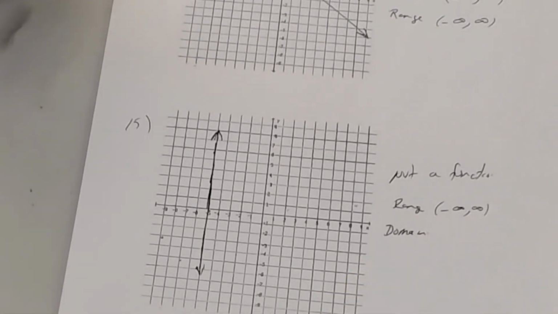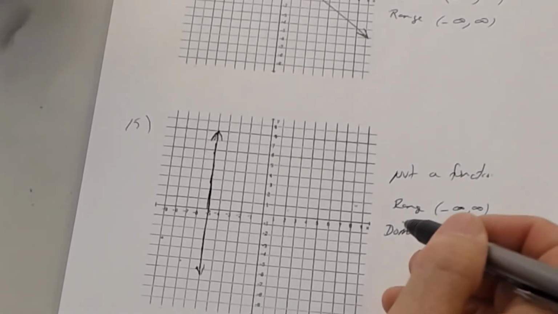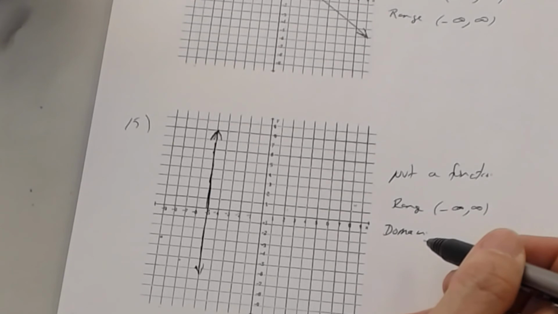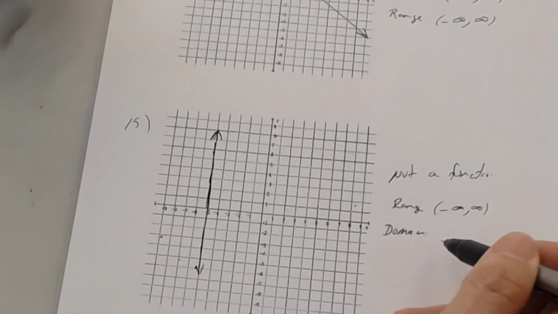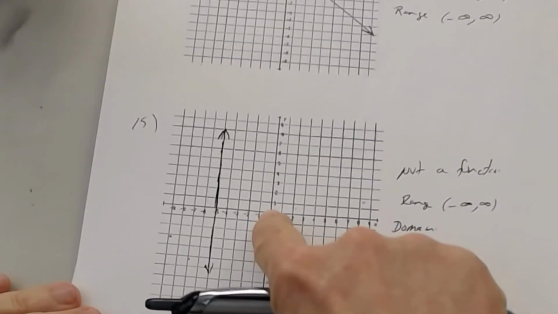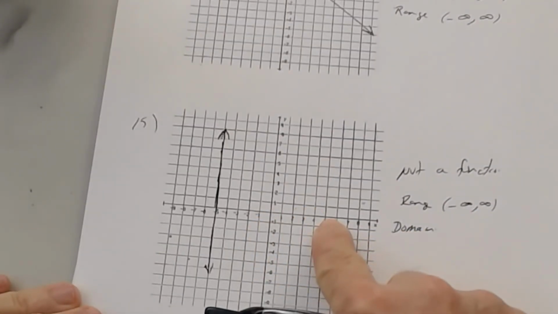Let's talk about the domain. What is the domain of number 15? Anything else? No. So in number 15, how many x values are in my domain? Just 1. It is what? Negative 5. Negative 1 is not in my domain. 2 is not in my domain. It's just negative 5.